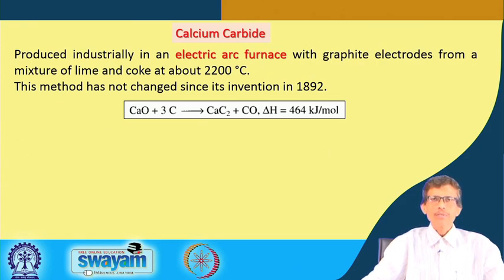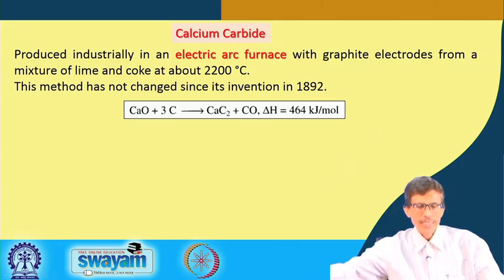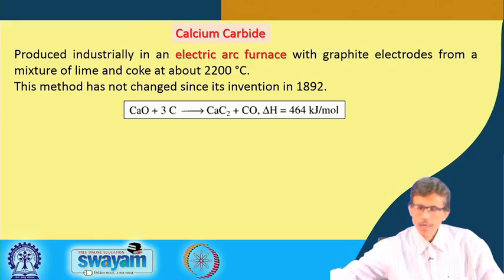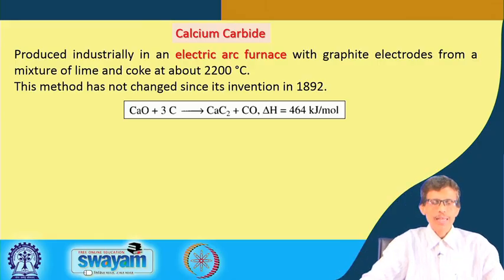So, you react calcium oxide with 3 carbon, giving you calcium carbide CaC2 plus carbon monoxide, and that removal of carbon monoxide can be useful. We have to remove that particular carbon monoxide so that we can recover this calcium carbide.